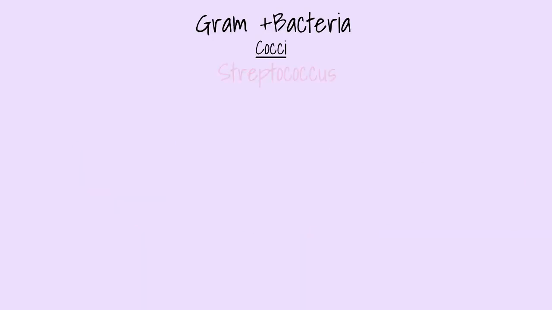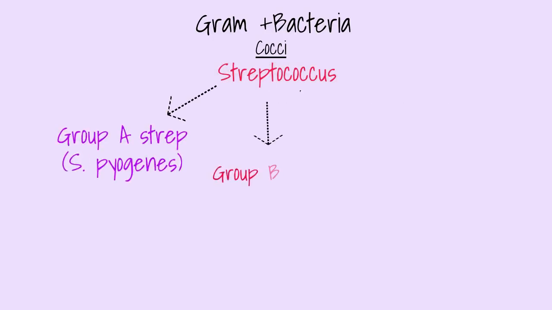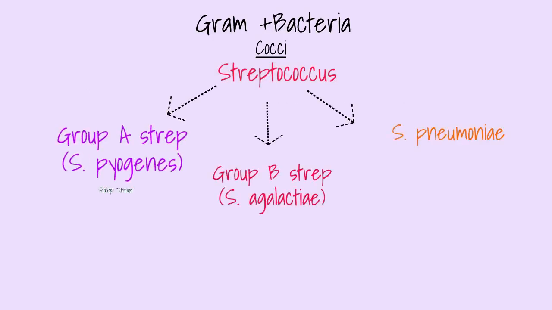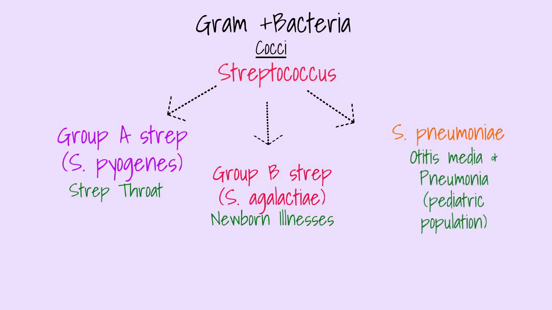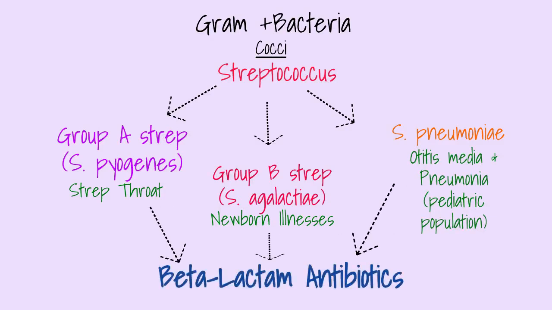The most common streptococcal bacteria to cause disease in humans are Group A, Group B strep, and Strep pneumoniae. Group A strep causes strep throat, Group B is known to cause disease in newborns, and Strep pneumoniae is known for causing ear infections and pneumonia in the pediatric population. Beta-lactam antibiotics are the first-line agent used to treat infections caused by these bacteria.